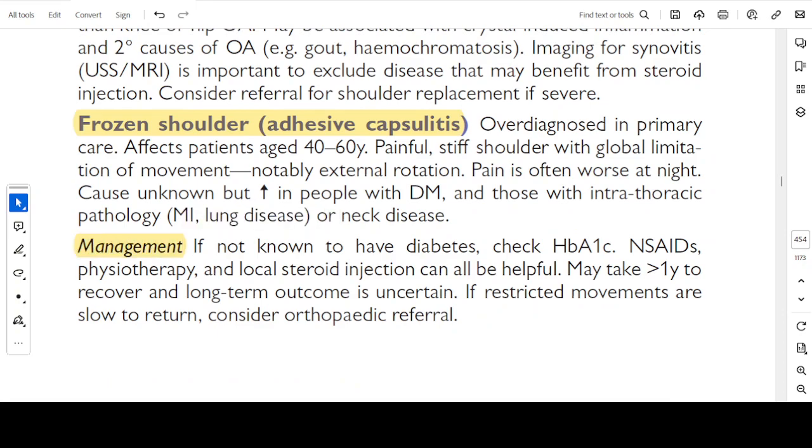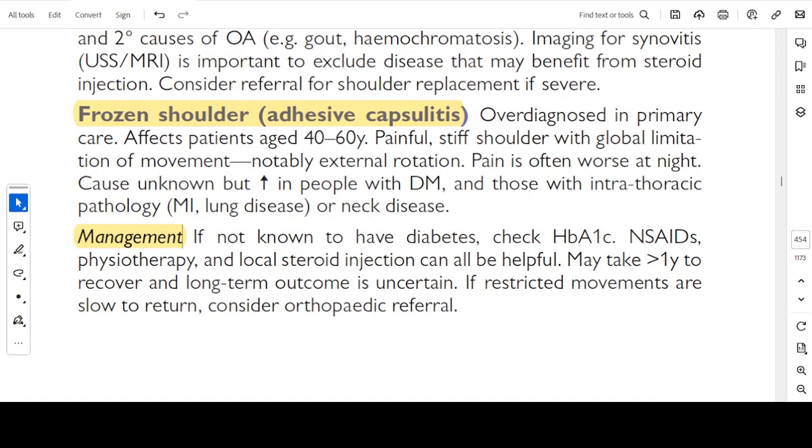Management. If not known to have diabetes, check HbA1c. NSAIDs, physiotherapy and local steroid injection can all be helpful. It may take more than 1 year to recover and long-term outcome is uncertain if restricted movements are present. If movements are slow to return, consider an orthopedic referral.